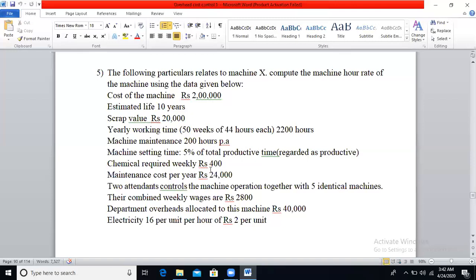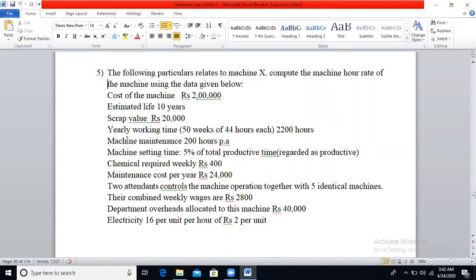Chemical required weekly, rupees 400. Maintenance cost per year, 24,000. So here, chemical required will be the same irrespective of the use of machine. So it is a fixed expense or standing charge. Maintenance cost will vary with the use of machine. So it is a variable expense. Two attendants control the machine operation together with the five identical machines. Their combined weekly wages, that is 2,800.